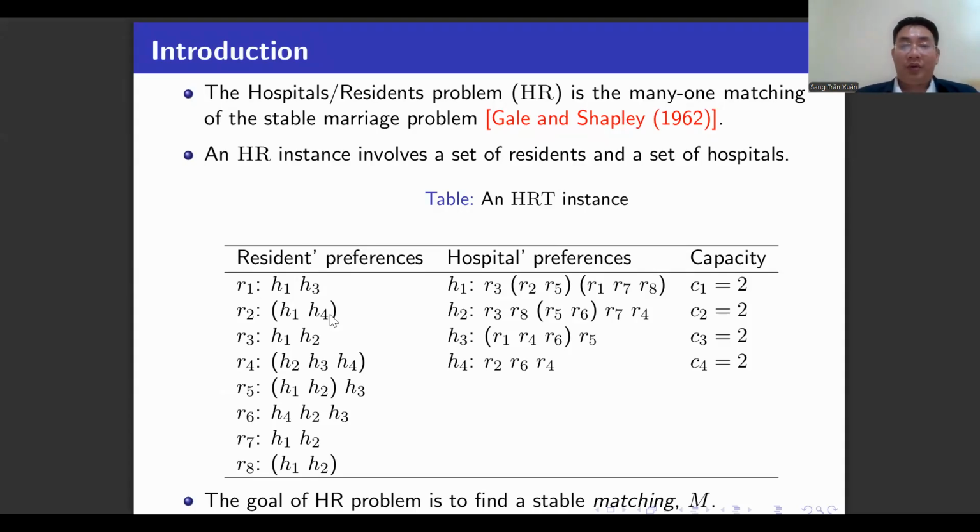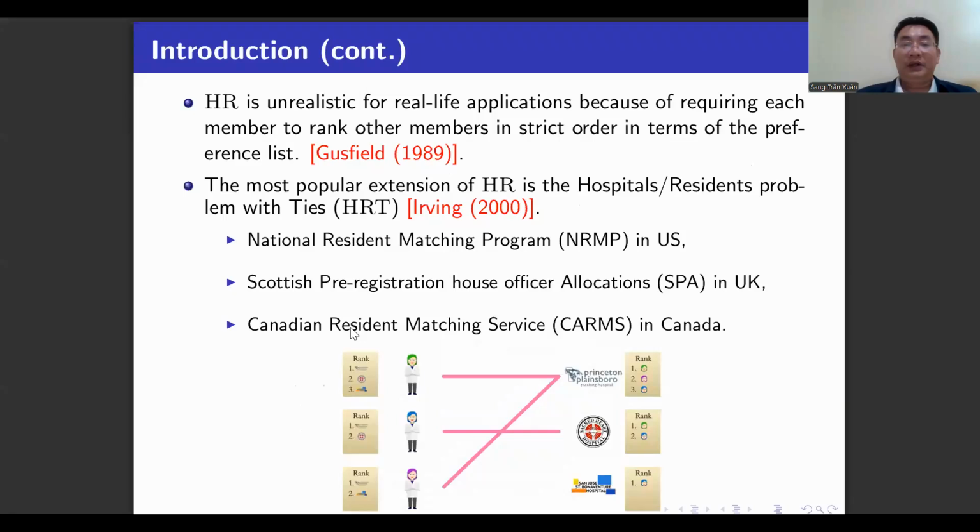This table presents an example of an HR problem. It consists of resident preferences, hospital preferences, and the capacity of each hospital. The goal of the HR problem is to find a stable matching. HR is unrealistic for real-life applications because it requires each member to rank in strict preference order.